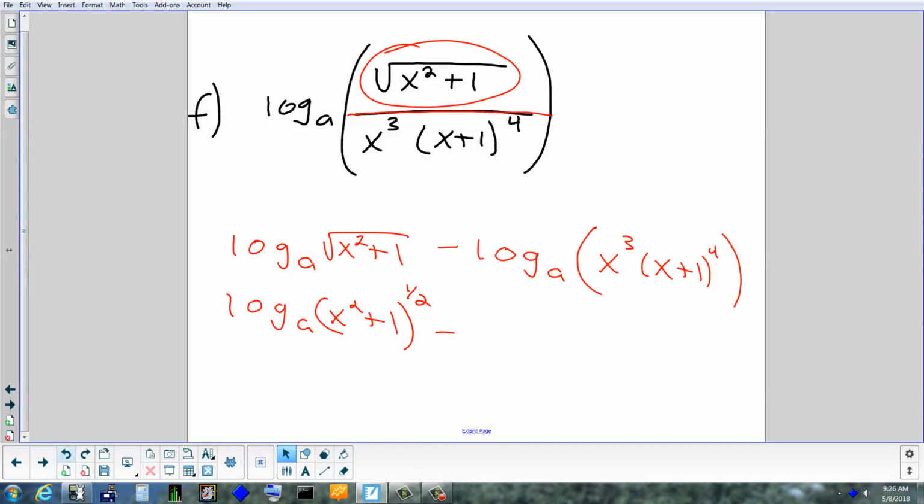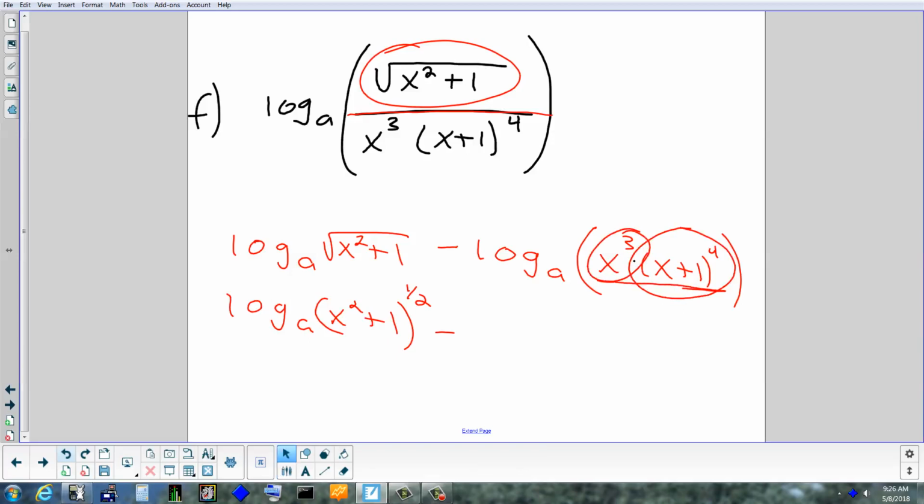Looking at the second part, I have multiplication. I don't need to put that dot in there. It's understood if it's not there, but it's x cubed times x plus 1 to the 4th. Sean, how is multiplication going to split? We have to split this apart because we have something times something. When you split apart two things that are multiplied, how does it split? By adding. All right?